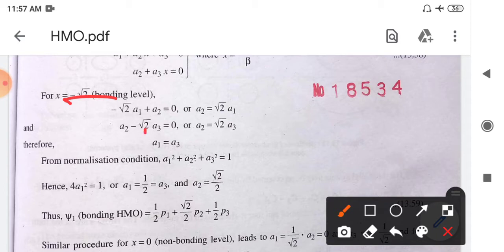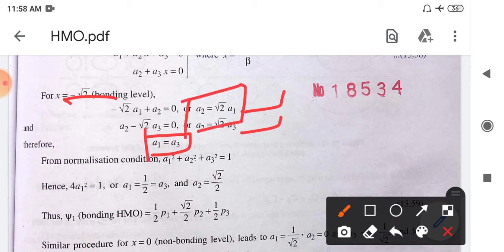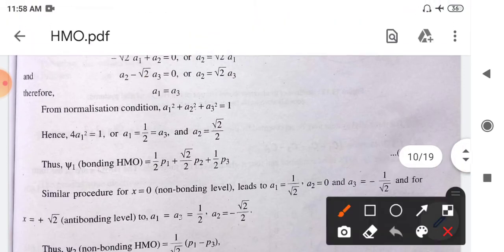So based upon that we can put that simplification as a1 is equal to a3, and what is the value of a2 in terms of either a1 or a3? So we'll take a2 is equal to root 2 of a1, because for this normalization condition, that is a1 square plus a2 square plus a3 square is equal to 1, we can convert that equation into one variable, which is a1.